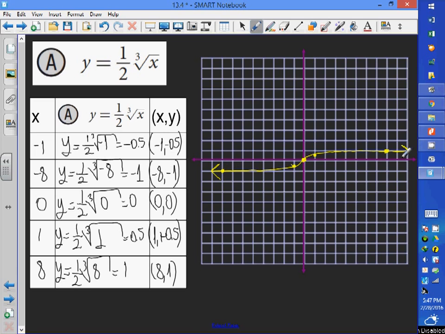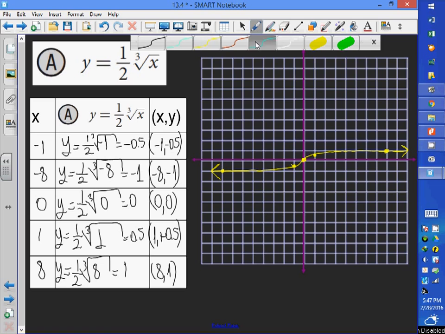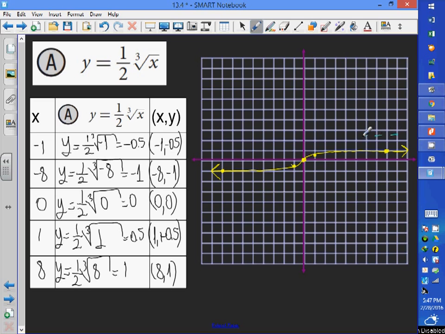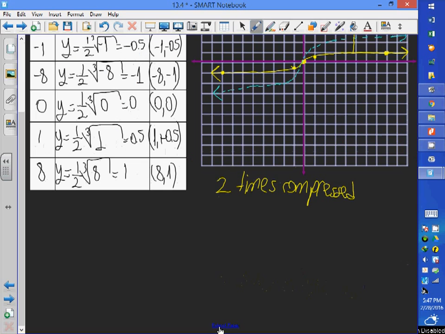So what changed? The graph is compressed when you compare it with the parent function. What was the parent function? The one which is dashed is the parent function. When you compare with the parent function, the function we drew, y equals 1 over 2 cube root of x, has been compressed how many times? 2 times compressed.